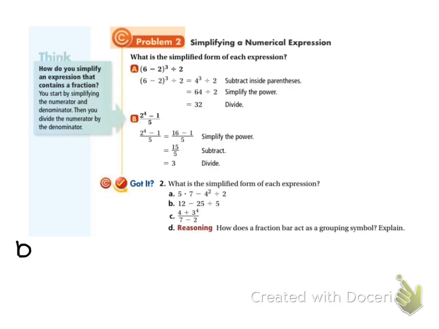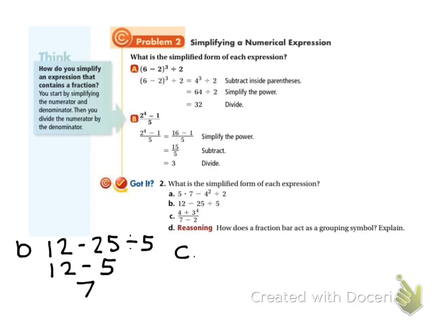Okay, in part B, I have 12 minus 25 divided by 5. So I don't have any parentheses, I don't have any exponents, I don't have any multiplication, but I do have division. So I'll start with my division. So 25 divided by 5 gives me 5. Now the only thing I have left is subtraction, and 12 minus 5 gives me 7.